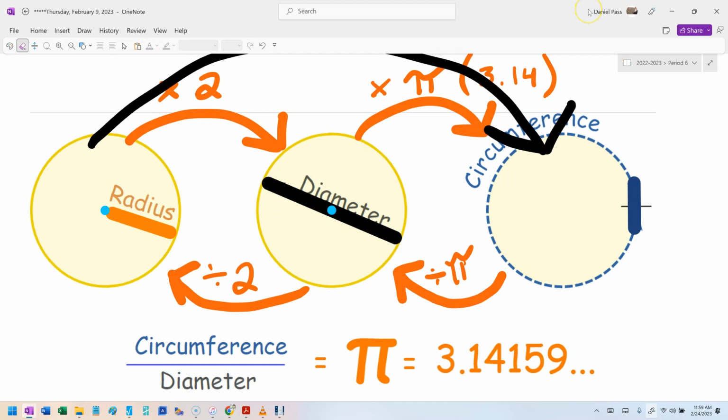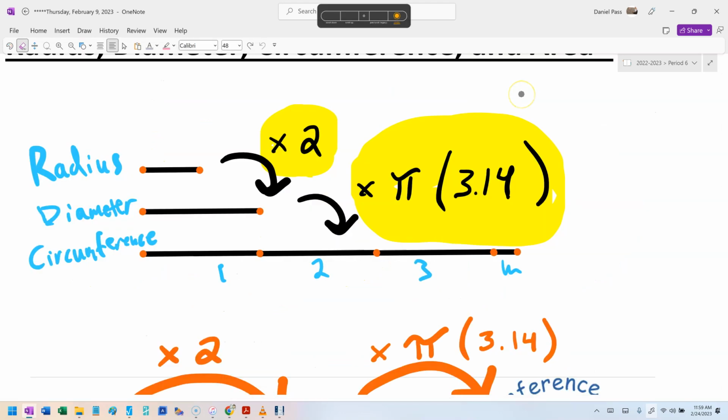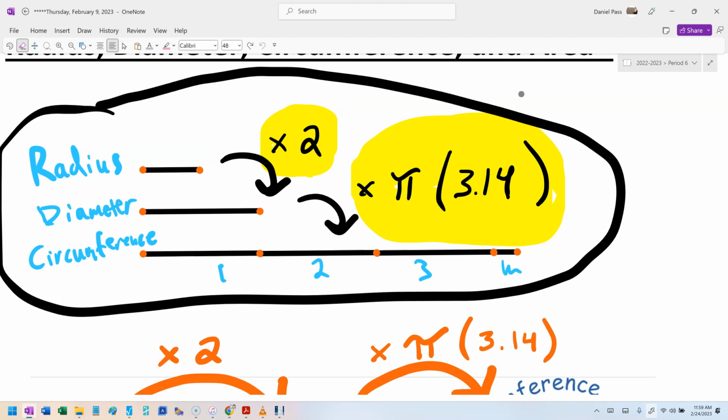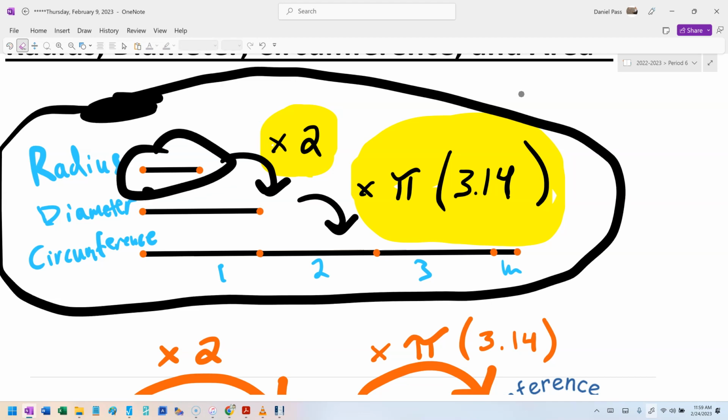Then you have to do both. You have to do radius times 2 and then times 3.14. Now for area, that's radius times radius. But anyways, somebody was saying that early, but we're not there yet. We're still talking about these. You can also think about this, right? Radius is there, and then diameter is times 2, and then circumference is times 3.14.